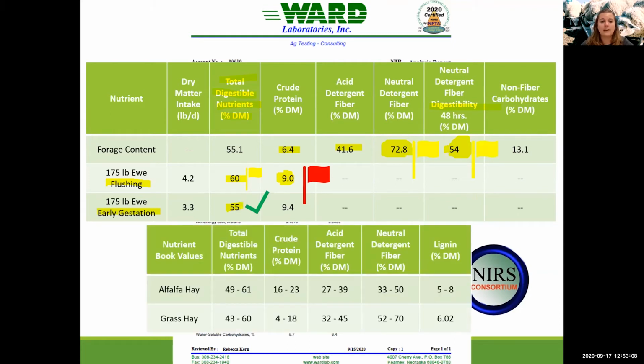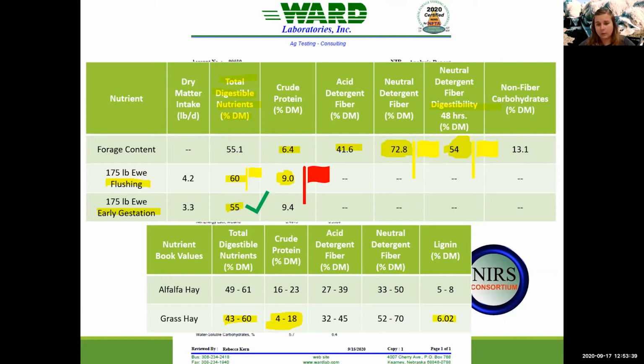Okay, and then again, let's have a look at these book value ranges. So the grass hay, again, is quite variable in whether it may or may not be meeting those total digestible nutrient requirements. Similar with crude protein, and we can see we have quite a larger range for crude protein when we're just talking about grass hay.